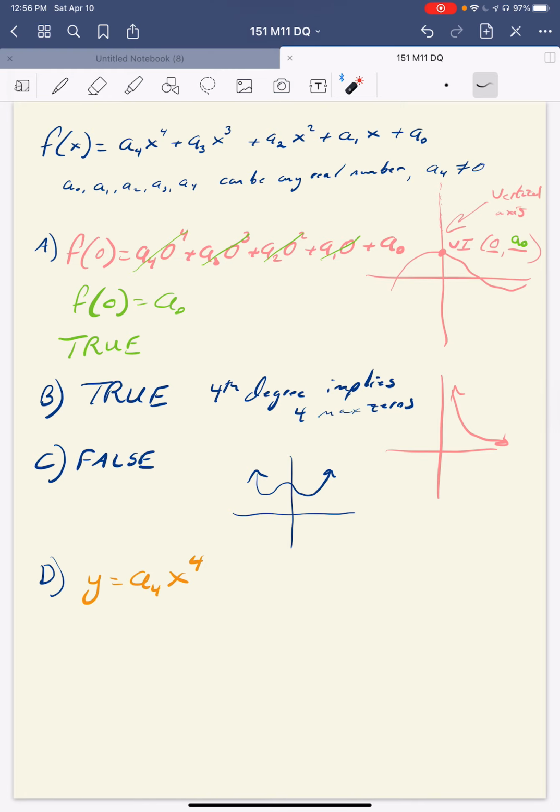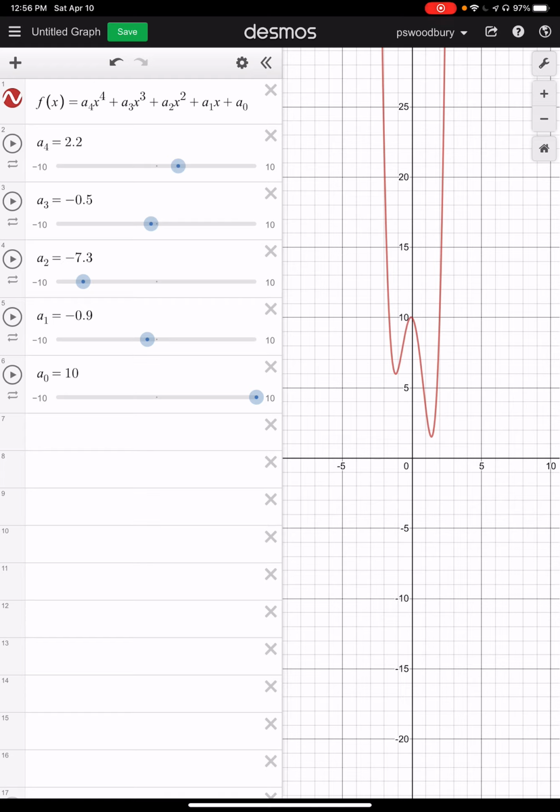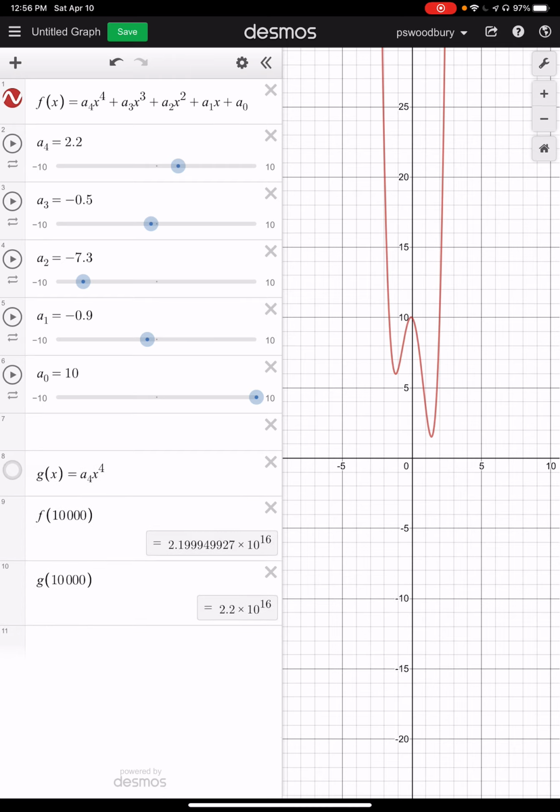So let me go back over to Desmos, because one way that we can show this nicely is I can say, well, you know what? Let's just make another function here on Desmos and graph it, and then look at some output values. So here's g of x.